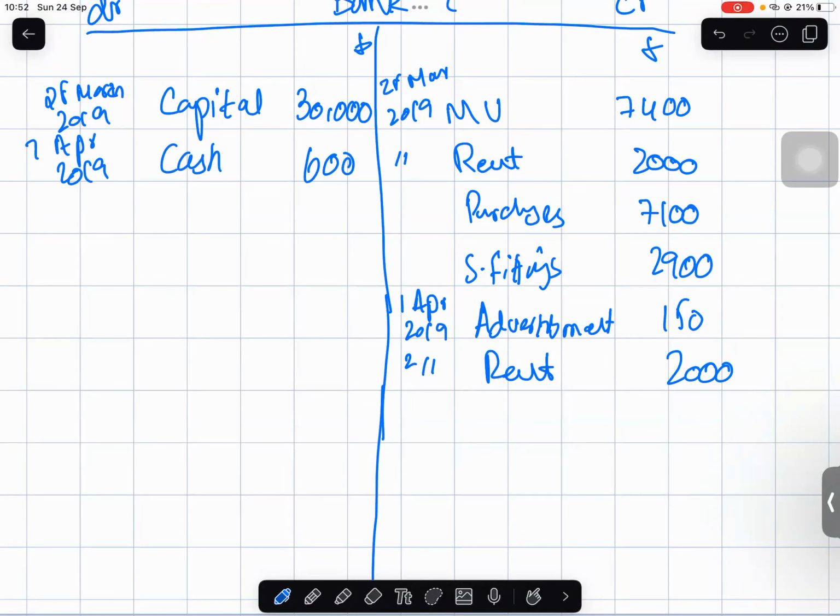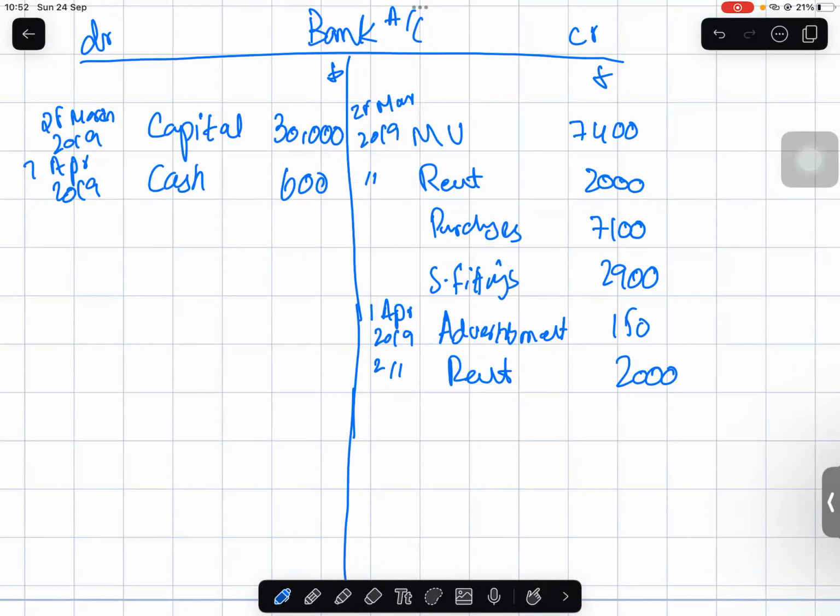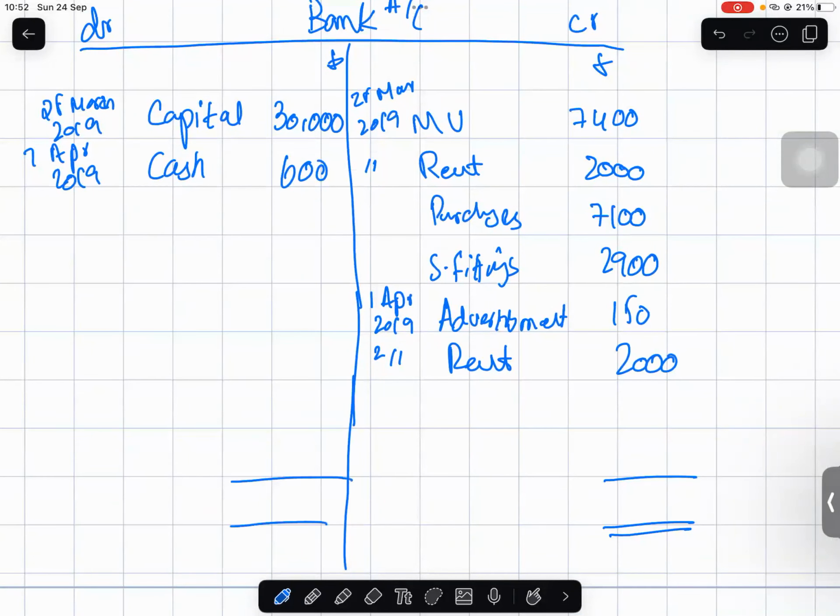Any confusion? Okay, no. Good. Okay, so we'll just balance this as we did for the last account. We need to be sure that every transaction related to the bank is done. Once this is done, we will just add all of this up, and this would become 71,29.